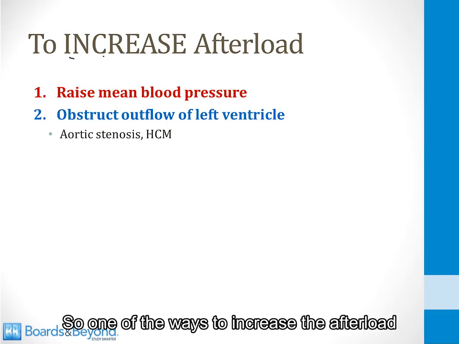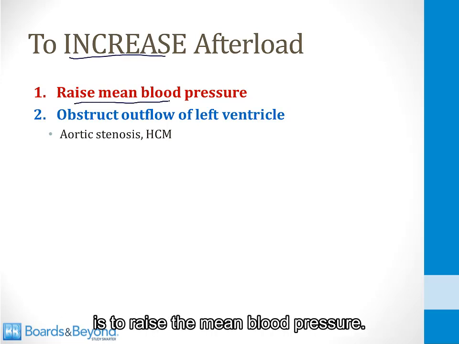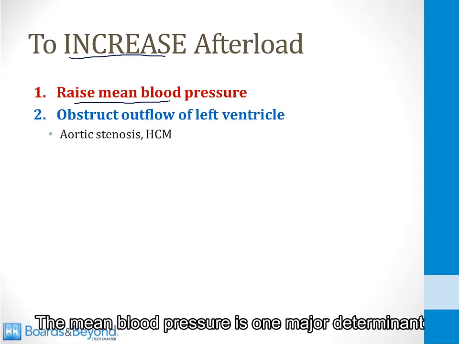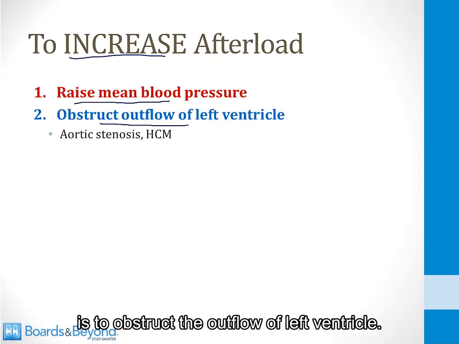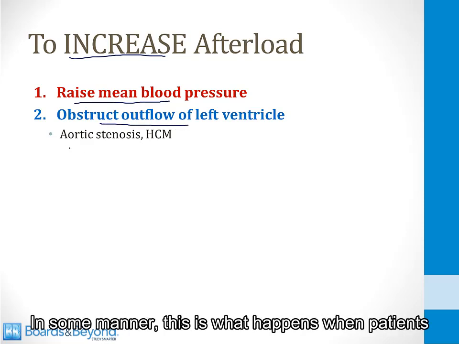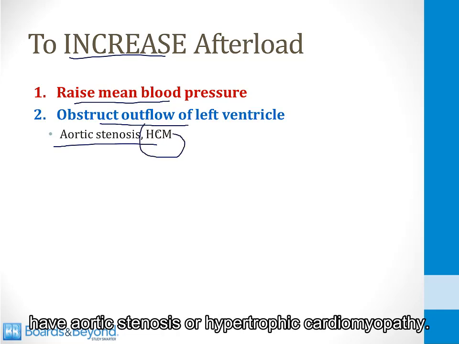So one of the ways to increase the afterload is to raise the mean blood pressure. The mean blood pressure is one major determinant of the afterload of the left ventricle. Another way to increase the afterload is to obstruct the outflow of the left ventricle in some manner. This is what happens when patients have aortic stenosis or hypertrophic cardiomyopathy.